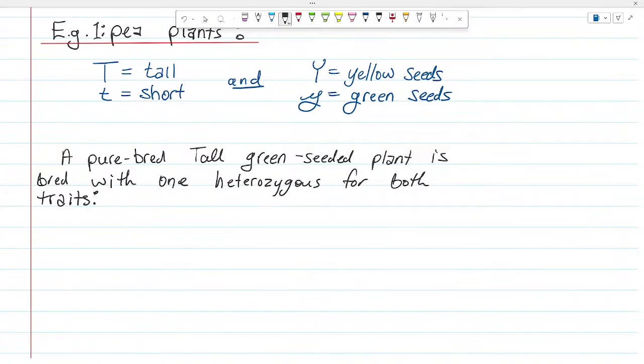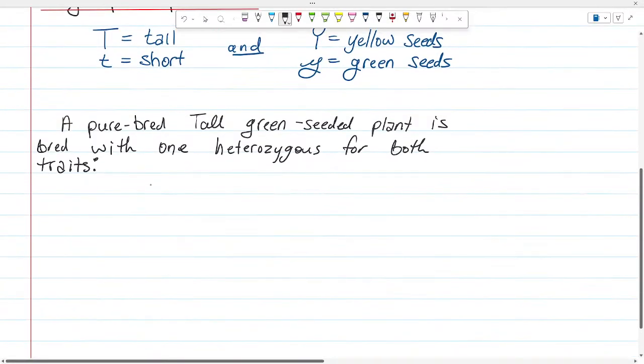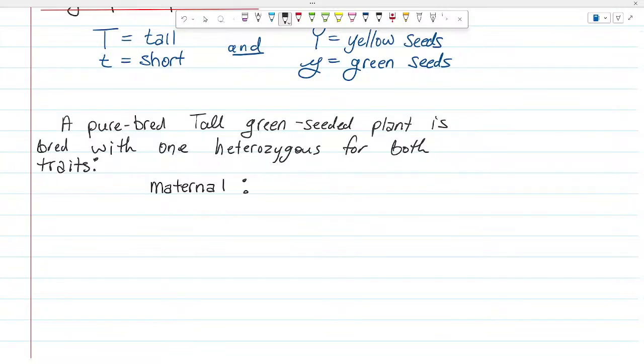So let's talk about the genotypes then. We have the maternal plant, the one providing the seed. And what will the maternal plant's genotype be? We know that it is purebred, tall, green-seeded, right? So what 2 traits do we have to think about? Well, for tallness, assuming this is purebred, what will the genotype be? 2 capital T's. Okay, and what about for seeds? Lowercase y, lowercase y. Does that make sense? That's mom's genotype. Big T, big T, little y, little y.